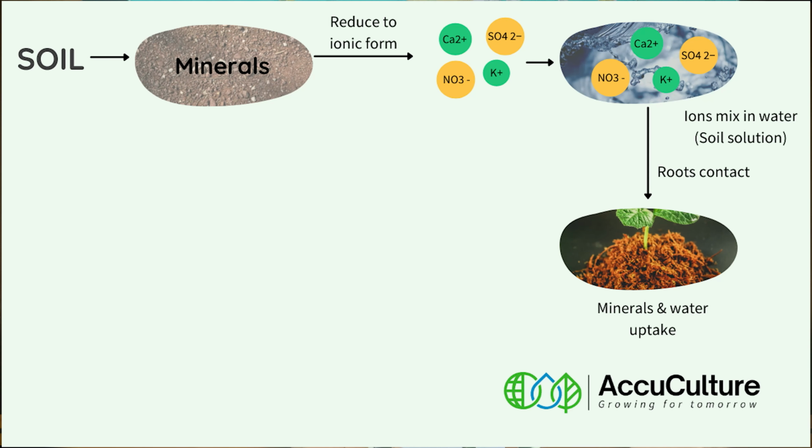We have to understand one thing, all minerals should be present in an ionic form for uptake. These minerals or plant nutrients could be positively charged cations or negatively charged anions. When cations and anions mix in water, that's when they are ready for plant absorption. In soil, we call it soil solution. In hydroponics, we call it hydroponic nutrient solution. It's the same thing. Minerals dissolved in water, present in an ionic form, ready for plants to absorb.